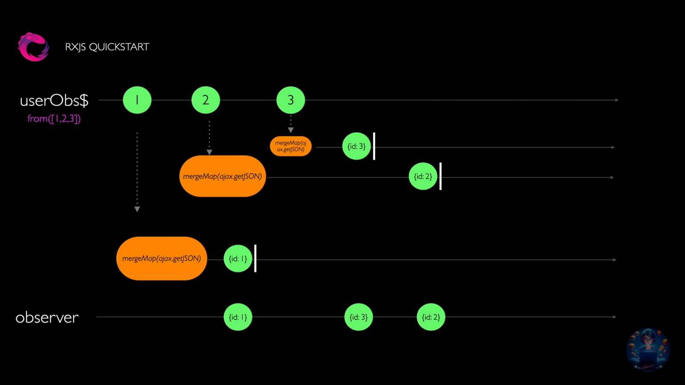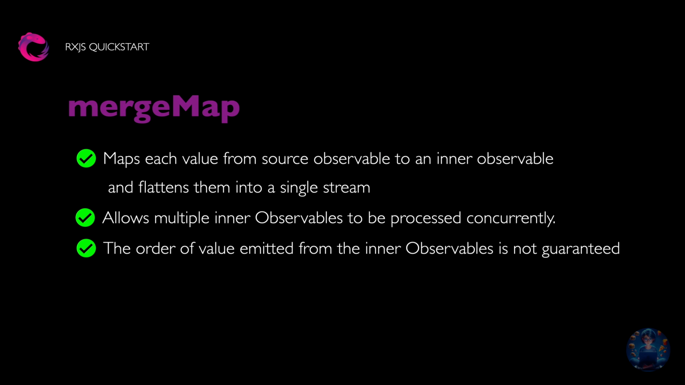Thus the output could be 132, or in our case it was also 231, right? It all depends on when the inner observables complete. The key point to note here is that the mergeMap will process all the inner observables concurrently. So the order of the emission of these values is never guaranteed. I hope this slide helps you clarify how mergeMap works. So that's it. That's all about mergeMap.